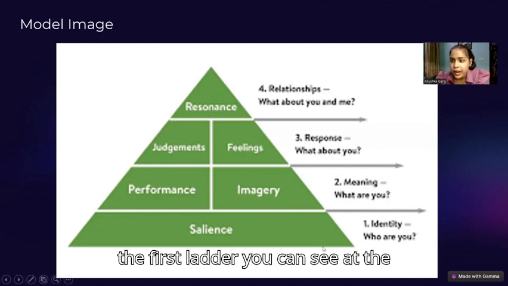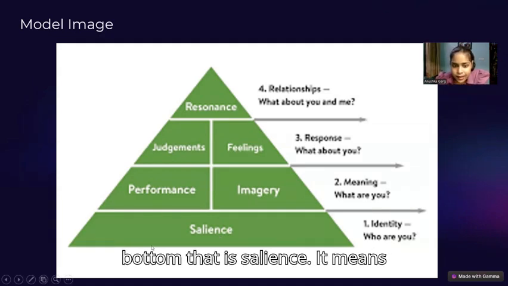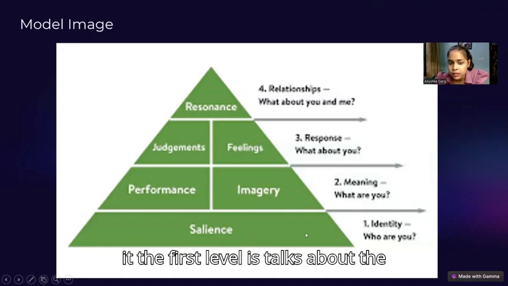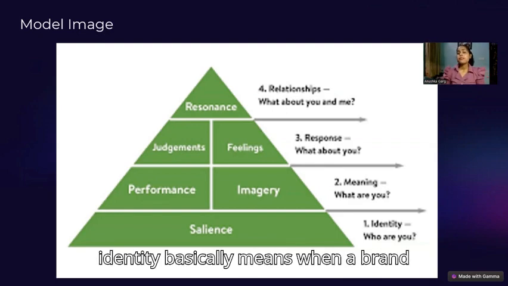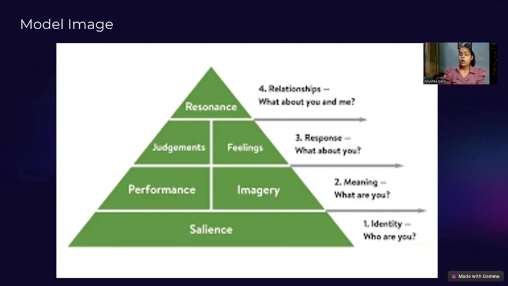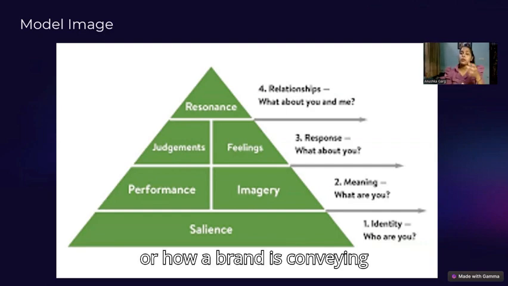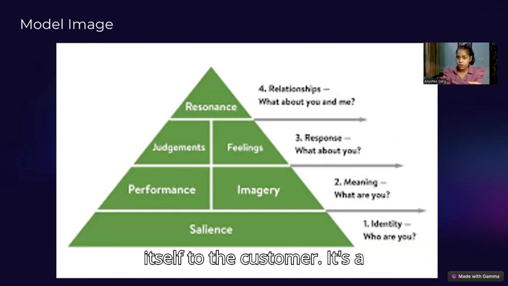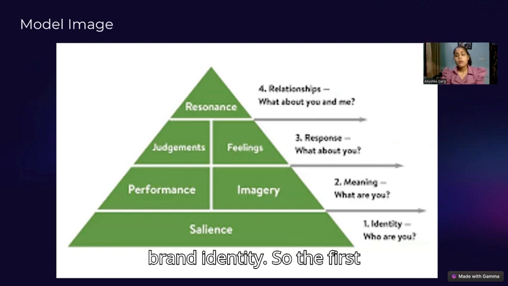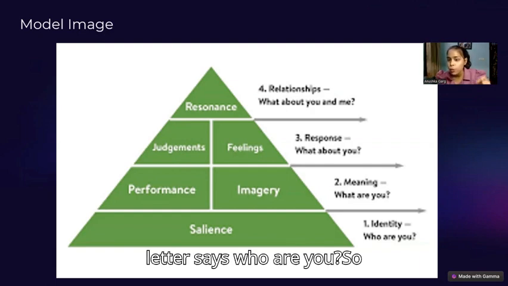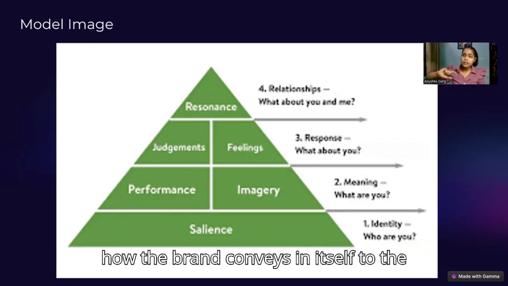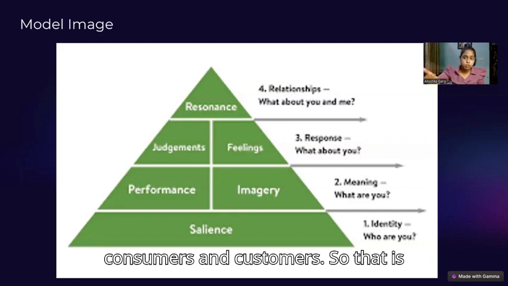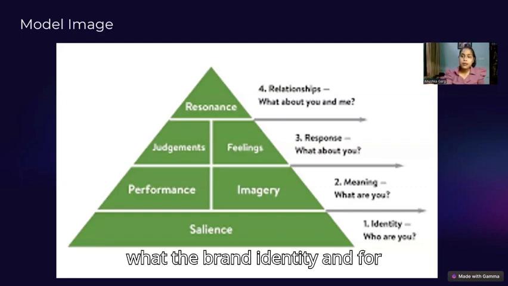The first one, the first ladder you can see at the bottom, is salience. It means the first level talks about identity. You have heard the term brand identity. Brand identity basically means how a brand conveys itself to the customer. So the first ladder says, who are you? How the brand conveys itself to consumers and customers, that is the brand identity.